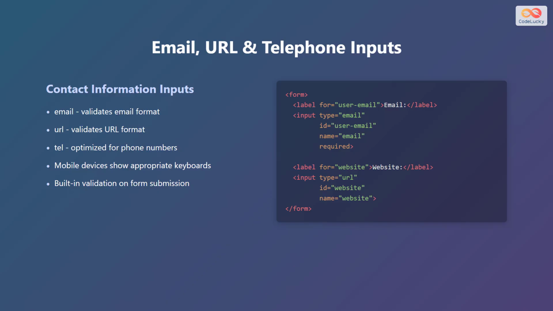In the code snippet, notice the first label is for email, and the corresponding input type is email, with the ID set to user email, and the name attribute to email. Also, the required attribute makes sure that the field cannot be left blank. The second label is for website, and the corresponding input type is URL, with the ID and name attributes set to website.